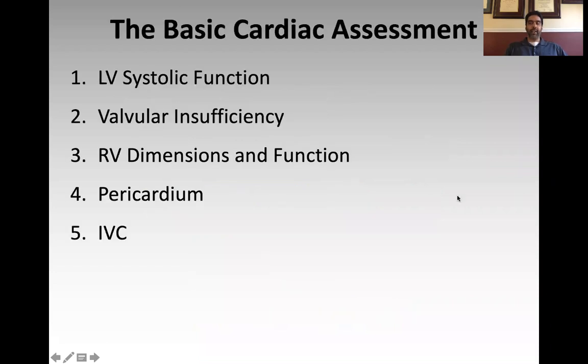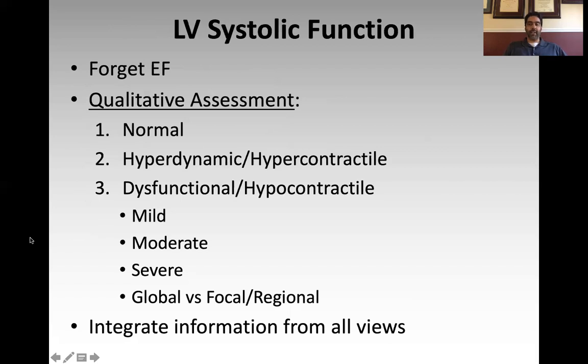So the basic critical care cardiac assessment consists of really 5 things. And we're going to talk about these in sequence: LV systolic function, identification of at least severe valvular insufficiency, RV dimensions and RV function, pericardial evaluation, and finally the IVC. So first, the LV function.